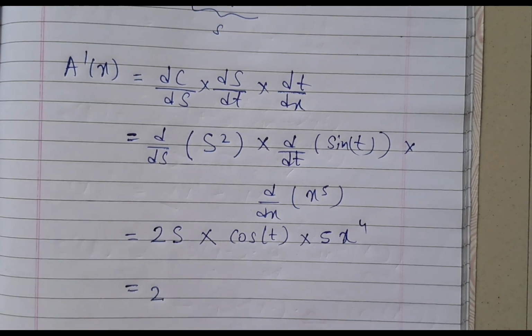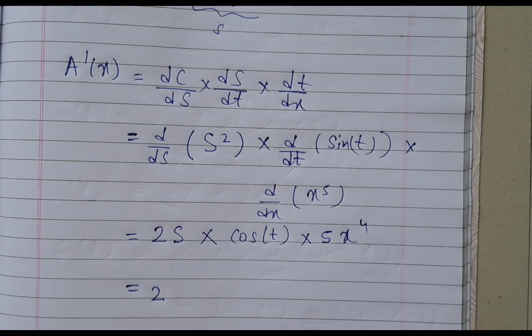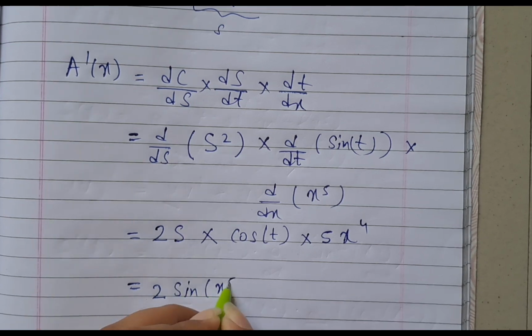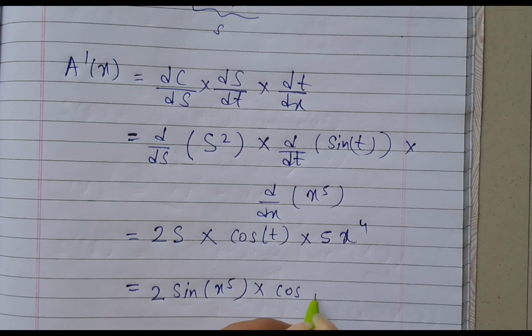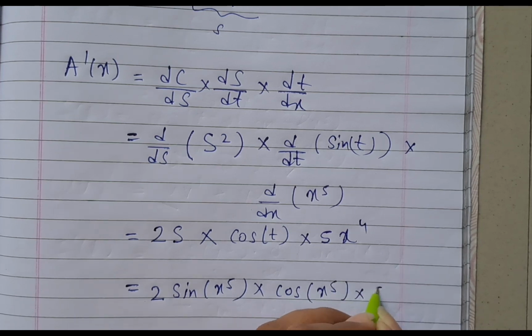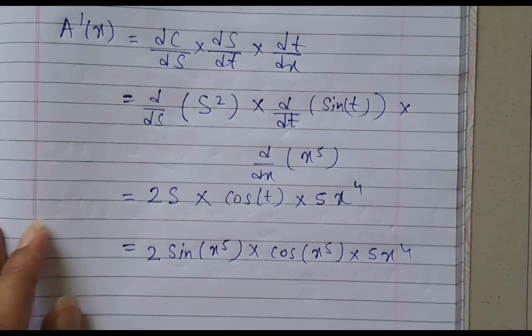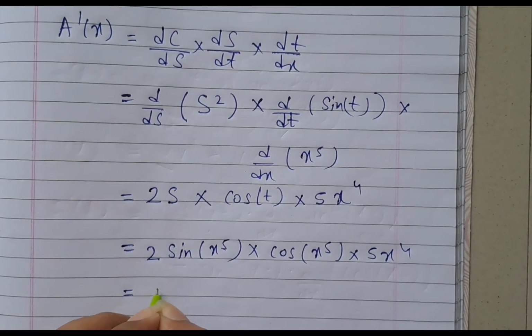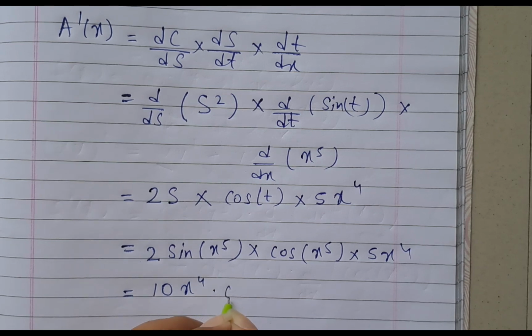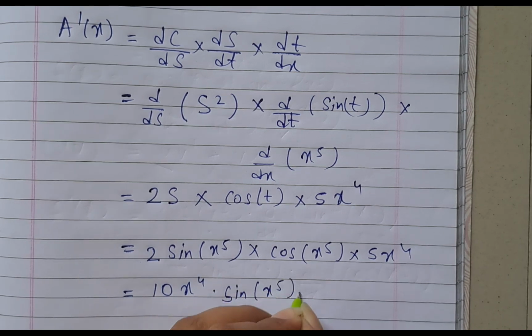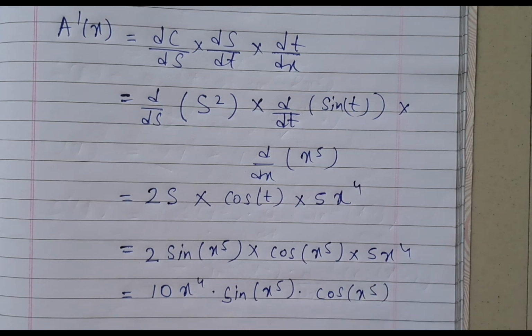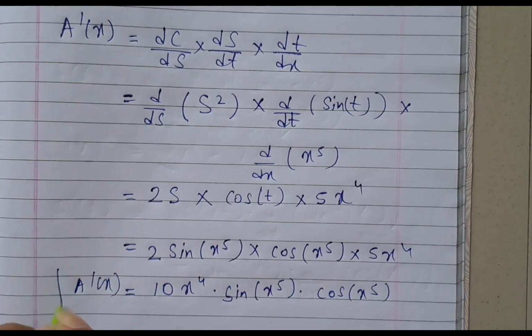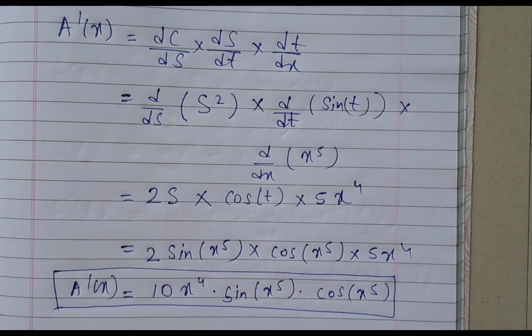So again 2 into s. Whatever the entire term s is, we will put it here. So s is what? Sine of x raised to 5. So 2 sine of x raised to 5 into cos of t. So t is what? x raised to 5, into 5 x raised to 4. So if we just simplify it, we'll just multiply 5 and 2. So it will be 10 x raised to 4 into sine of x raised to 5 into cos of x raised to 5. So here we have a dash of x. a dash of x is what? 10 x raised to 4 into sine x raised to 5 into cos x raised to 5. So this is our first term.